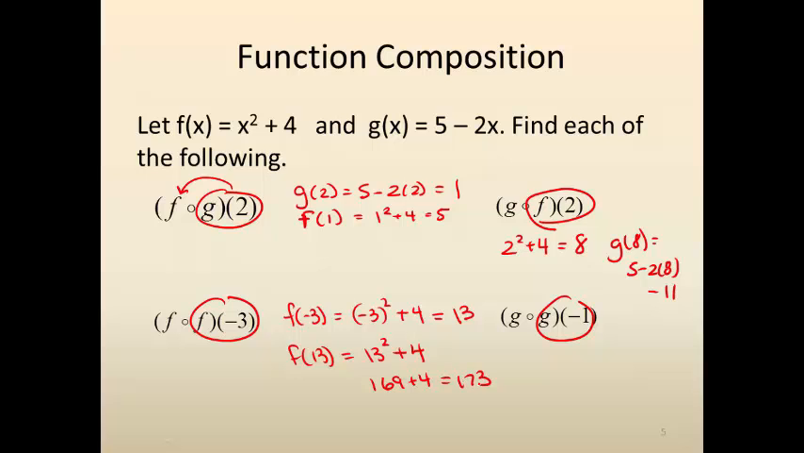Our very last one, we're going to put a negative 1 in for g, or in g, and that gives me 5 minus 2 times negative 1, or a 7. And then I do it again with a 7, and I have 5 minus 2 times 7, which is 5 minus 14, a negative 9. All right, there you go.